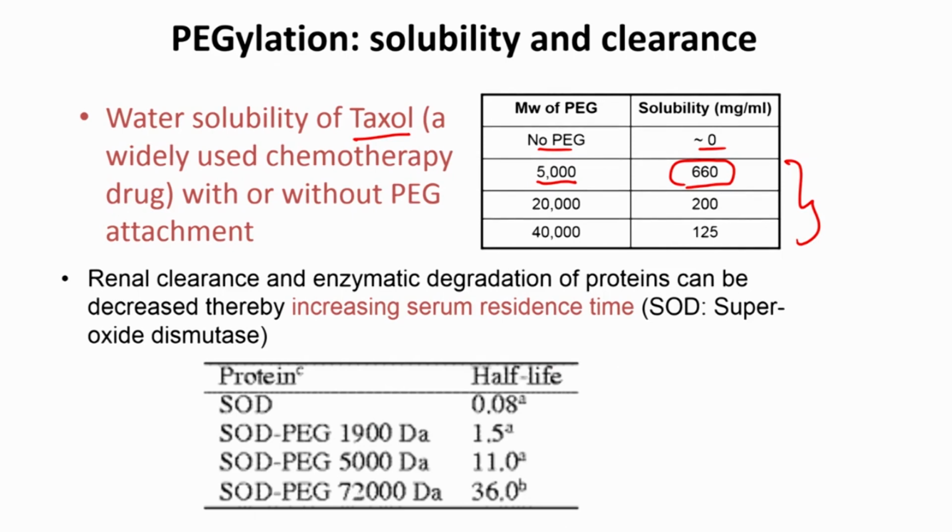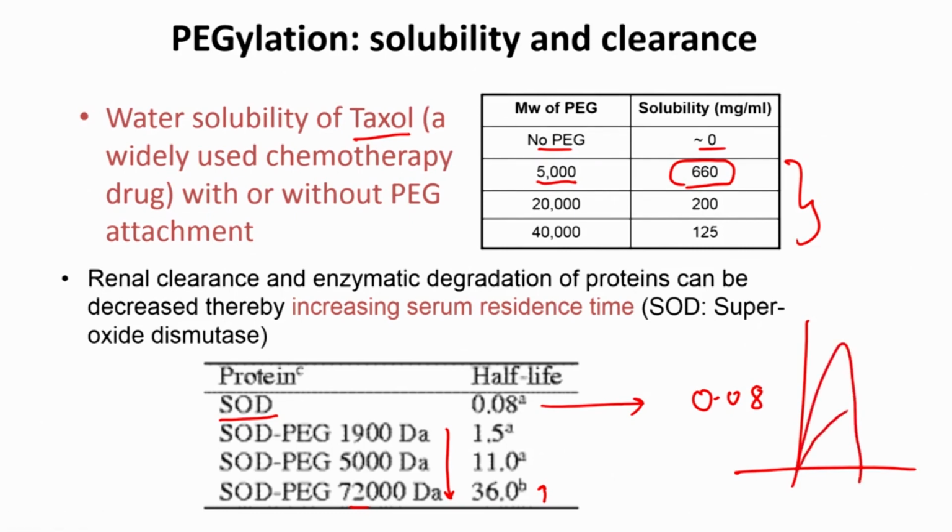The renal clearance has changed. So if you have only, let's say, a drug molecule called SOD, superoxide dismutase, the half life in the body is only 0.08. The unit is not listed here, but it has to be hours. But you can attach PEG of different lengths. So the bigger the PEG you are attaching, the higher the half life. Now instead of getting cleared in about 0.08 hours, it is getting cleared in 36 hours. So of course, now instead of getting a graph in the body like this, you are essentially achieving concentrations like this, which is of course always better.